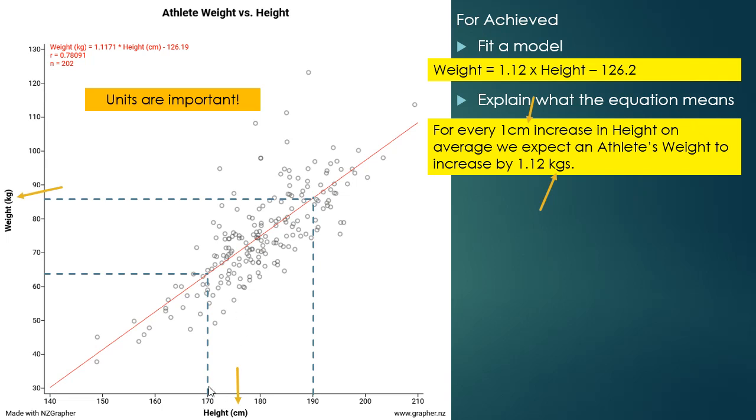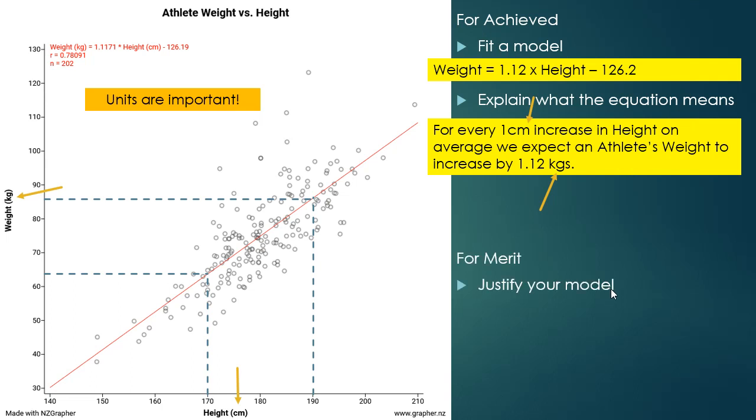So for every 1 centimetre extra tall they are, on average I'm expecting them to be 1.12 kilos heavier. So this 1.12 kilos is just the coefficient of height, and because it's a positive number, that means this line of best fit is sloping up, and we're expecting an increase in the athlete's weight.